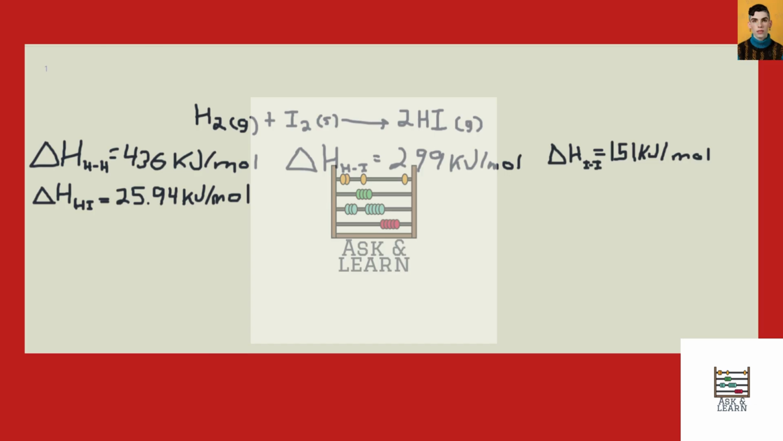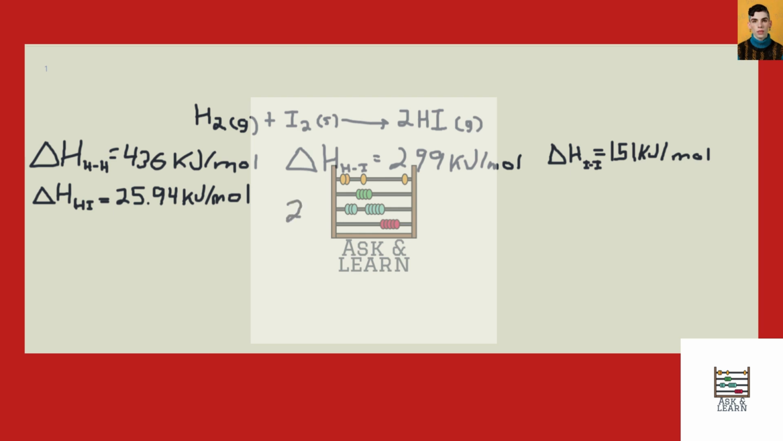Problem number 88 of Chemistry, the Central Science, Chapter 5. Consider the reaction H2 gas plus I2 solid yields 2HI. We're going to use the bond enthalpies in Table 5.4 to estimate delta H for the reaction, ignoring the fact that iodine is in the solid state. So here are our bond enthalpies.